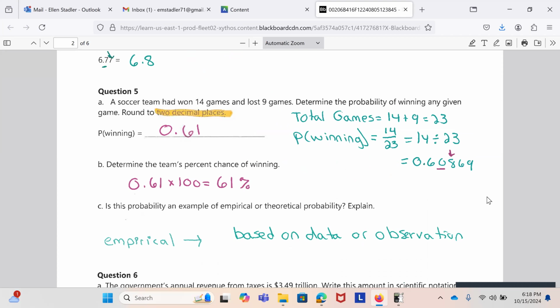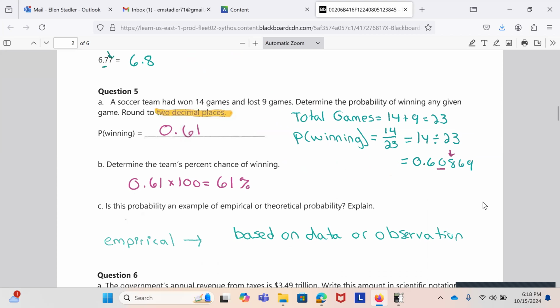This is empirical because we're basing it on data, or observing how many games we won and how many games we lost. This is not something we could easily do theoretically because we really don't have a system in place that would say, oh, well, it's not like we're flipping a coin. Heads they win, tails they lose. So this is going to have to be empirical.